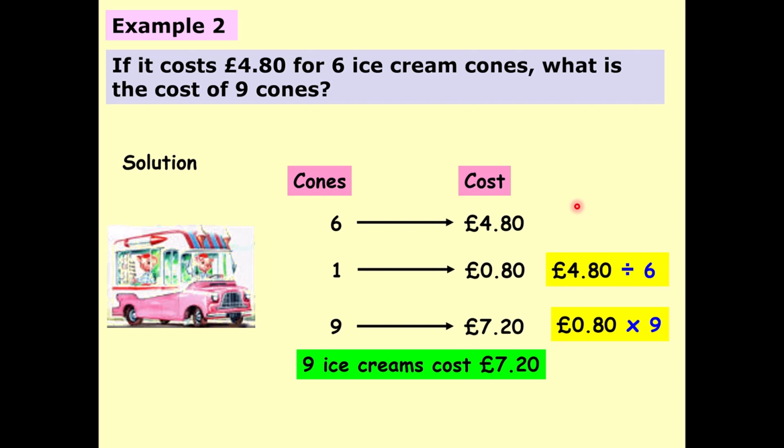So whatever your starting value is, we're going to divide by that to find out what 1 item is worth, and then we're going to times by the quantity that we're after to figure out our final answer.